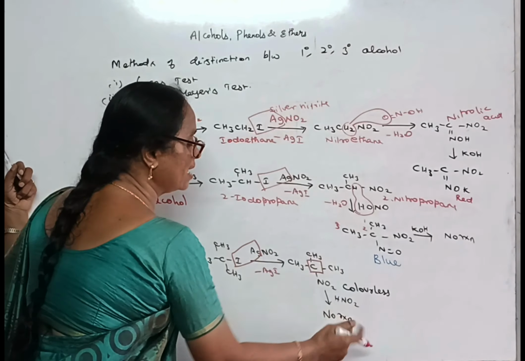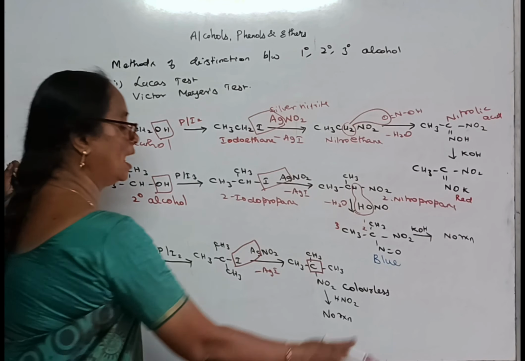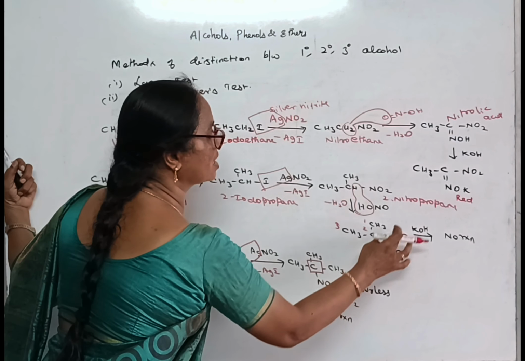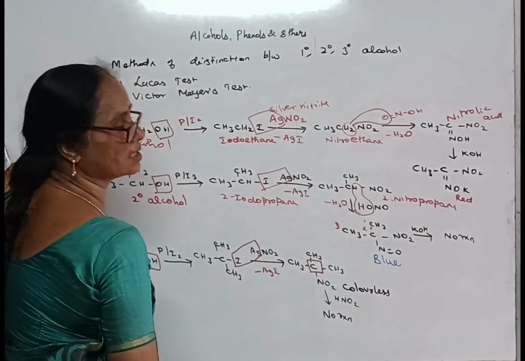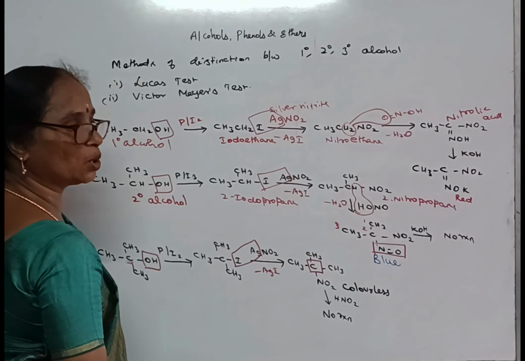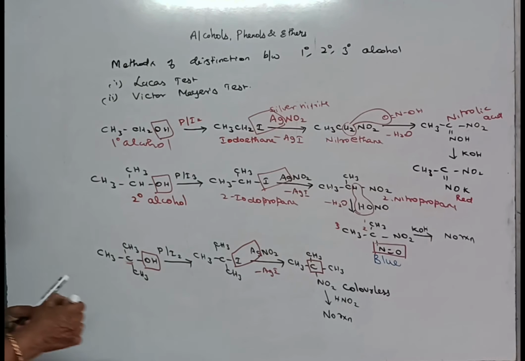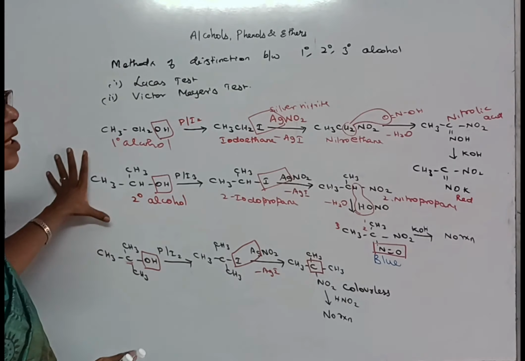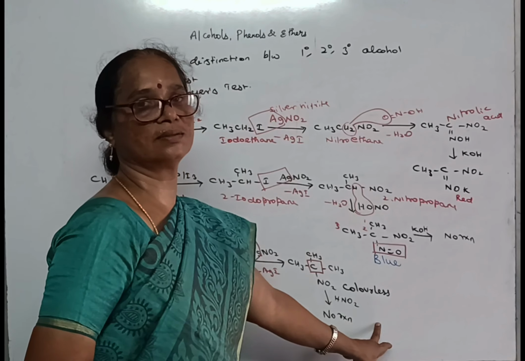But the further reaction with nitrous acid and even with potassium hydroxide does not take place, and it becomes colorless. And the secondary one, after the formation of the nitro derivative, has no reaction with potassium hydroxide, since this NO2 group has no replaceable proton. That's why it does not react with potassium hydroxide. So Victor Meyer's test is an important method by which the 3 different types of alcohols can be distinguished depending upon the formation of colors.